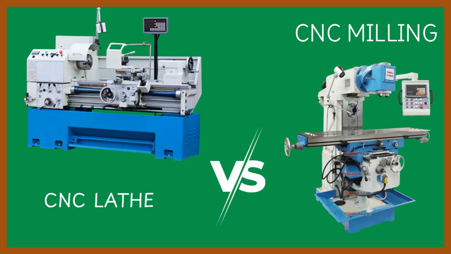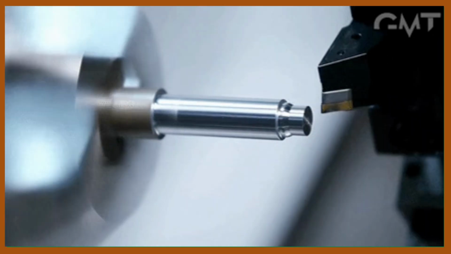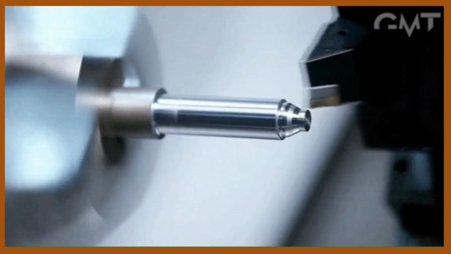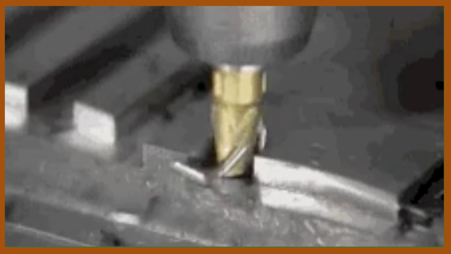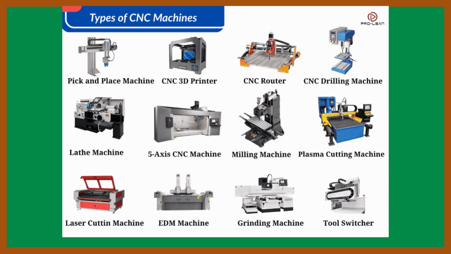There are many types of CNC machines, but two are the most common. 1. CNC lathe. It turns the workpiece while the tool cuts. Ideal for round shapes like shafts. 2. CNC milling machine. The tool rotates while the workpiece stays fixed. Perfect for blocks, plates, and cavities. Other examples include CNC drills, routers, plasma cutters, and EDM machines.